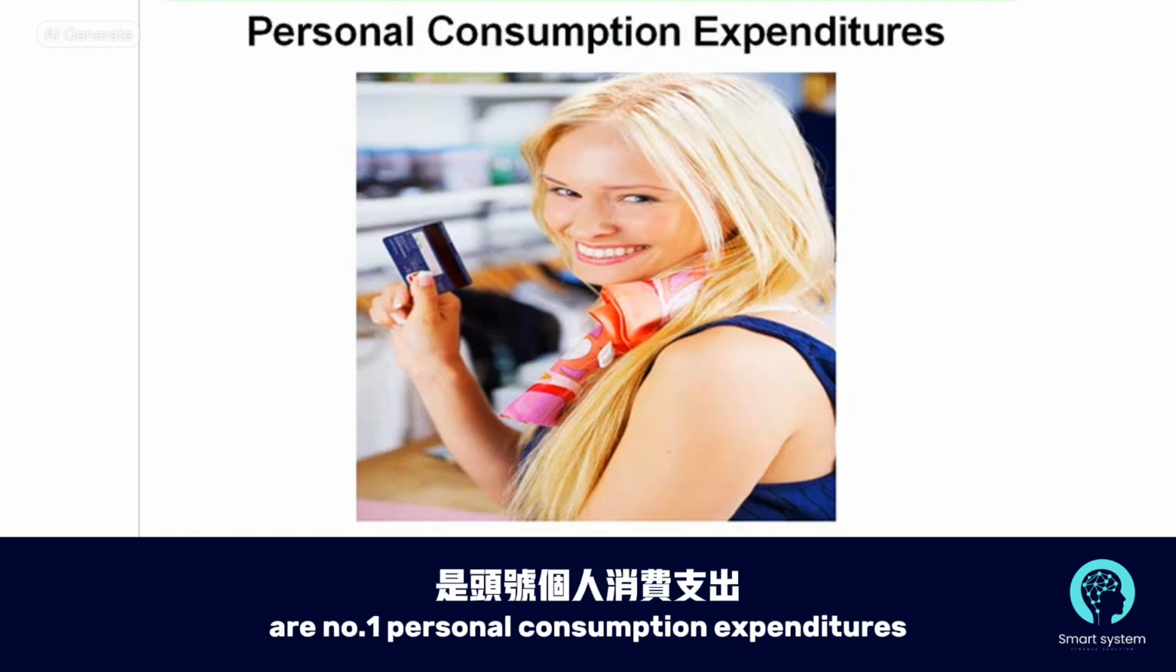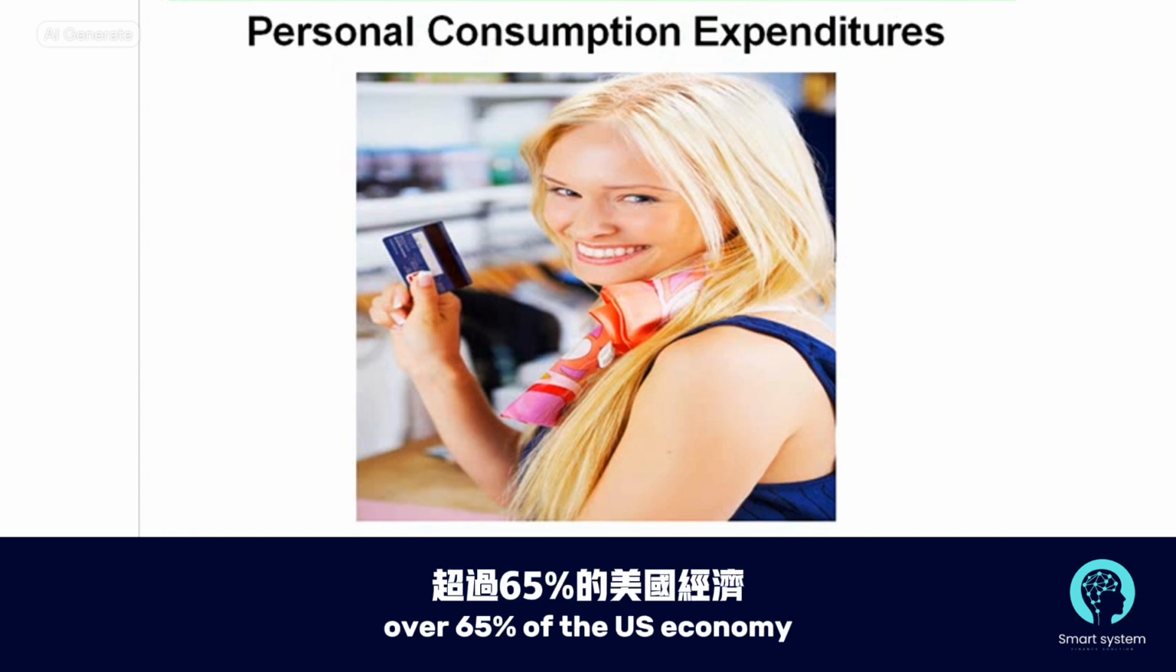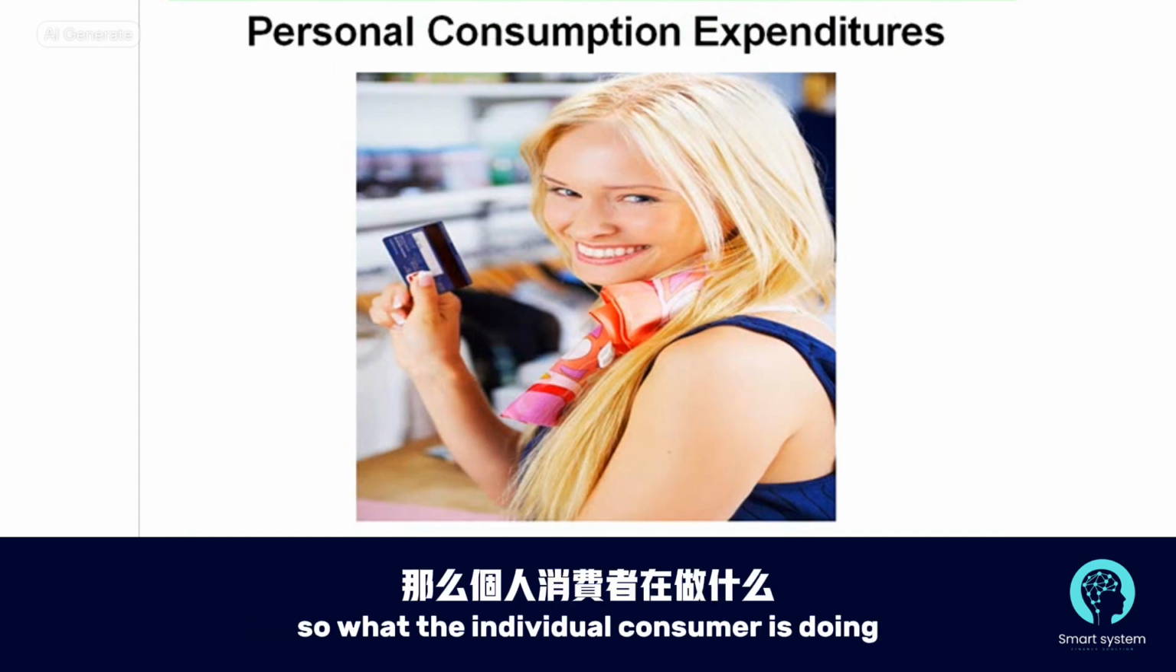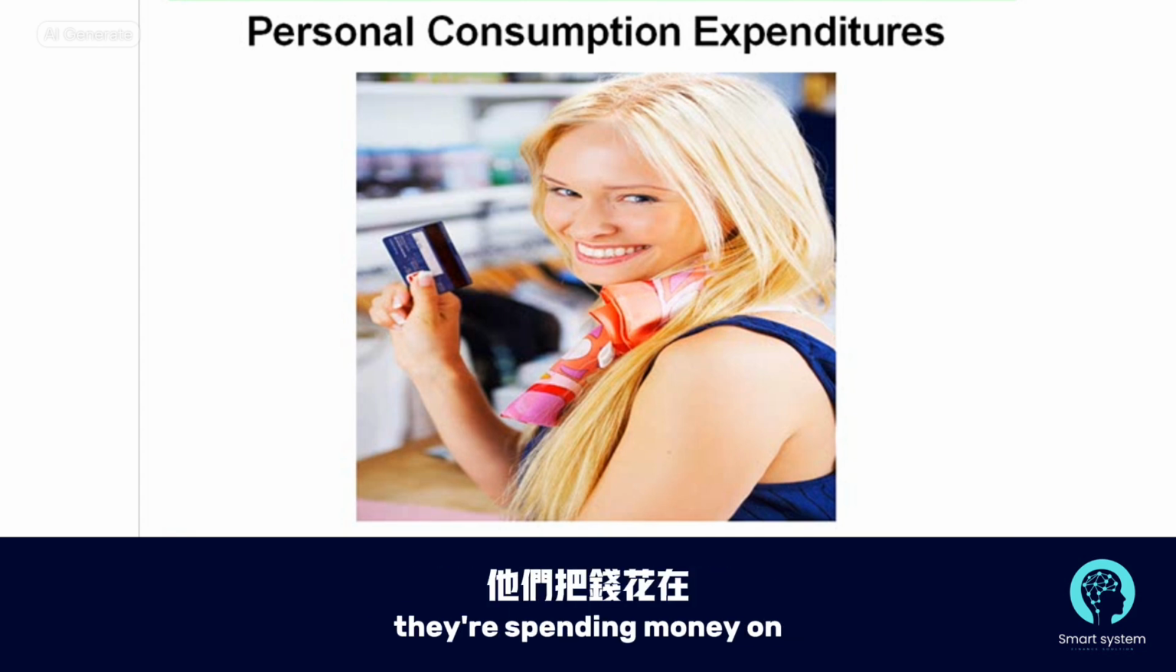The broad categories which it's important to have an understanding of here are, number one, personal consumption expenditures. The important thing to understand here is that over 65% of the US economy is made up of personal consumption expenditures. So what the individual consumer is doing, either growth or lack thereof in their consumption, as well as what goods and services they're spending money on, is heavily focused on.